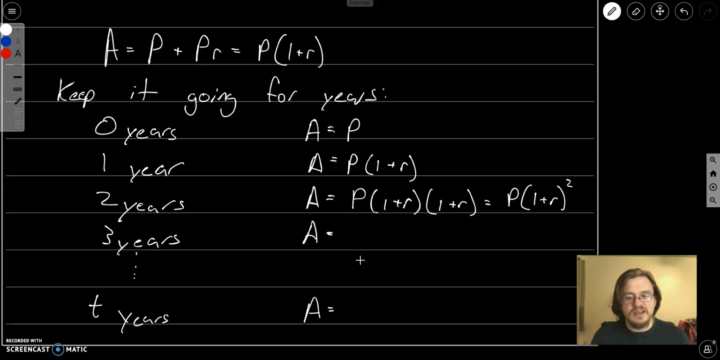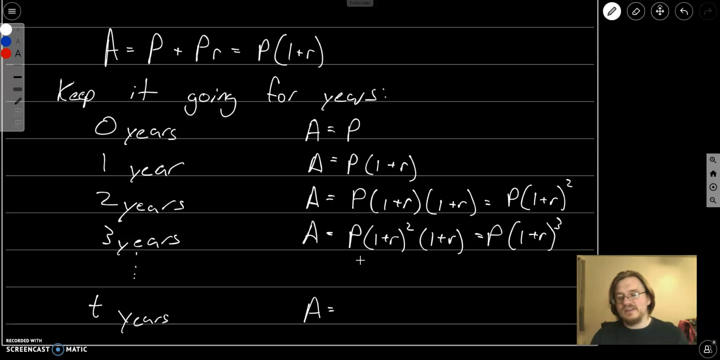If we do this for 3 years, we'll take the amount that we had at the end of year 2, which was this, and we'll multiply it by a little bit more. So we'll have P times 1 plus R to the 3rd power. So if we keep doing this for T years, you can see the pattern here, and it will be P times 1 plus R to the T power. So again, here's where some exponents will pop up. We'll take our initial principal, and we'll multiply it by 1 plus the rate to the Tth power, where we've invested our money for T years.